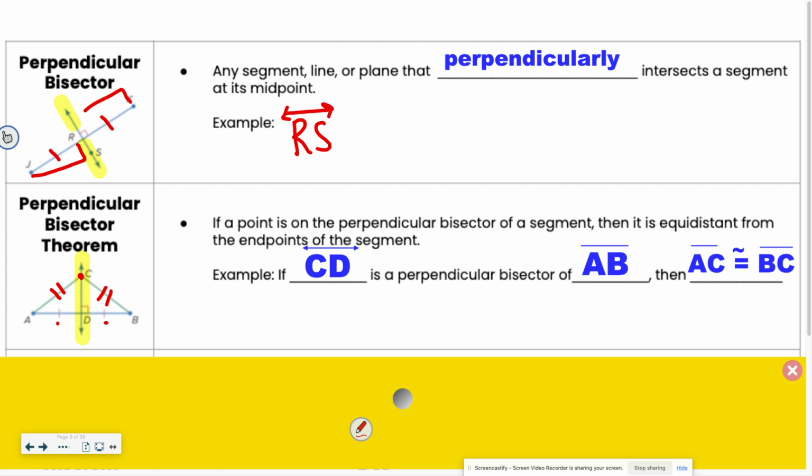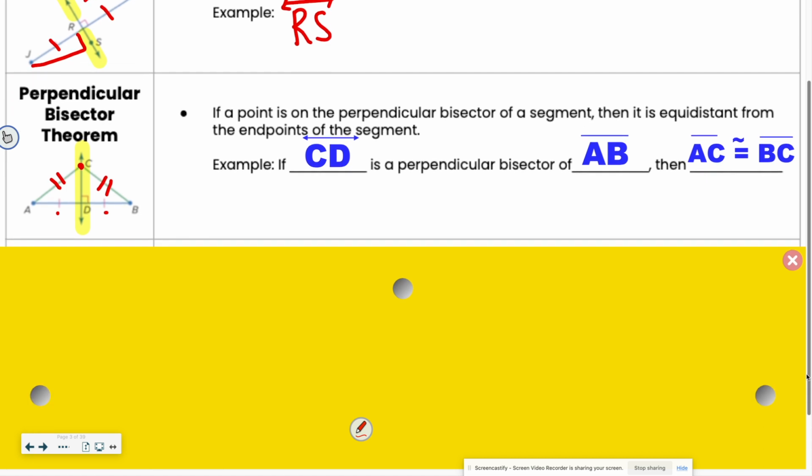Now, when in doubt, you guys, in this chapter, if they look congruent or if they look like they're the same measure, they probably are. So that's another way to just kind of go about it.